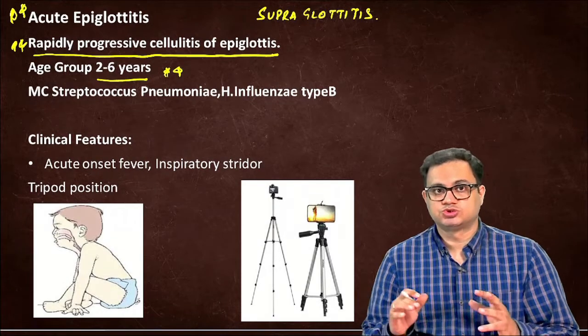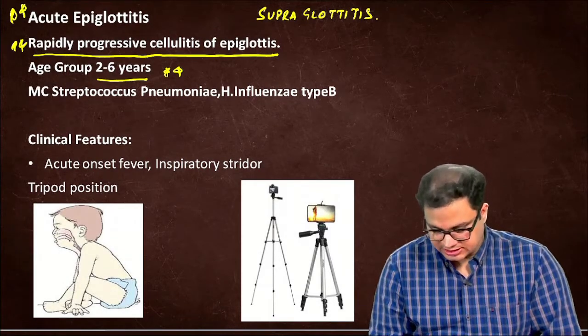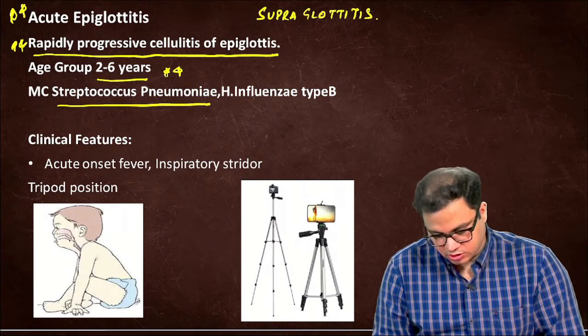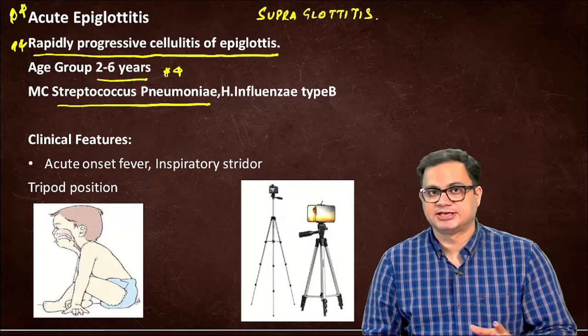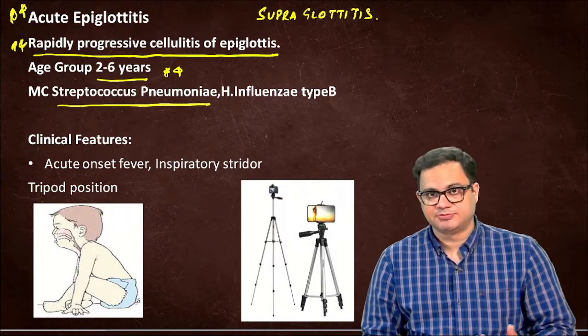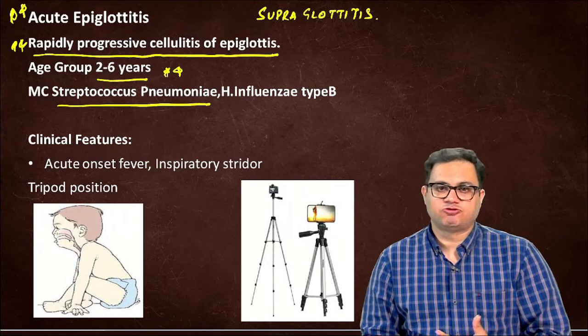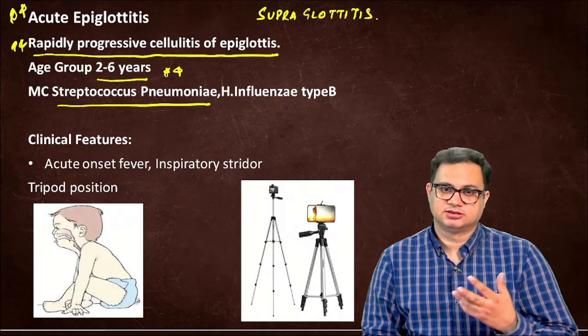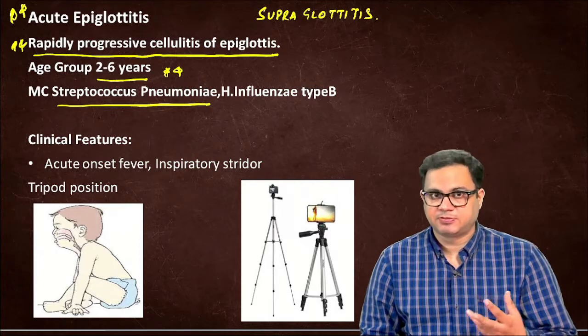The most common organism causing this condition is the bacterium Streptococcus pneumoniae. Earlier it was H influenzae type B, but with massive vaccination, the cases have gone down, and now the most common organism is Strep pneumoniae.